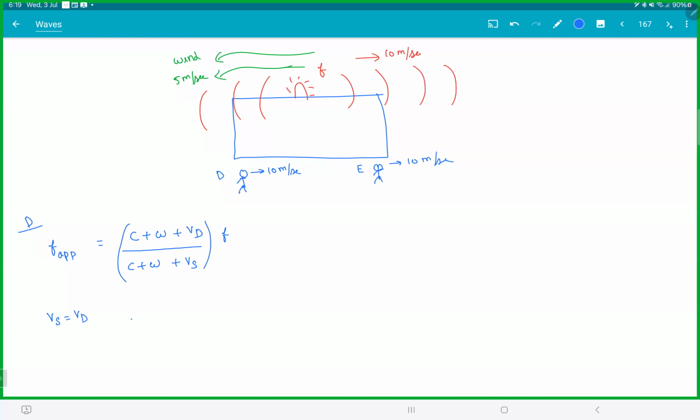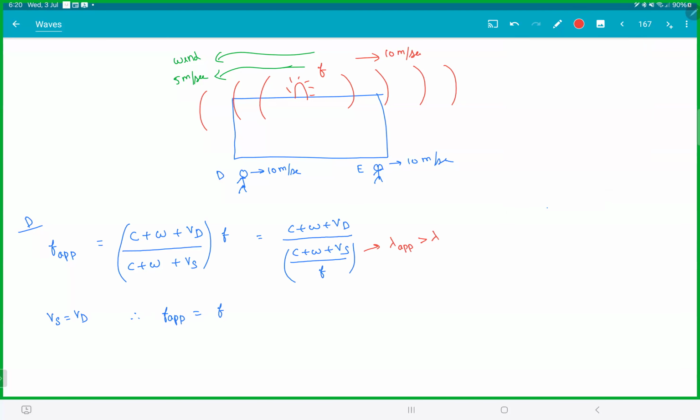You're getting it? Therefore, F apparent will come out to be F. He will hear the same frequency, but if you look at this thing, the lambda is not the same. The reason he's hearing the same frequency is not because relative velocity is zero. If you look here, the wavelength has actually increased.